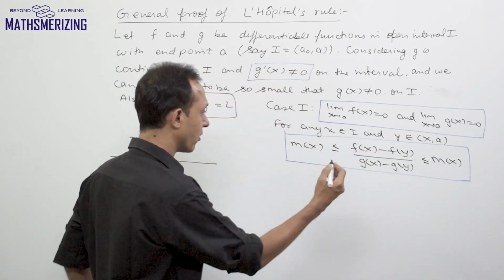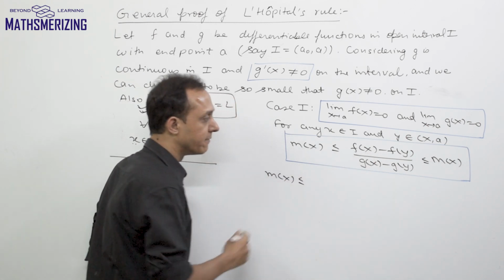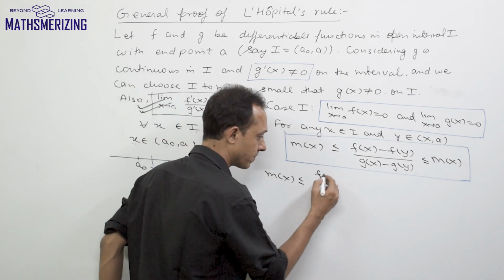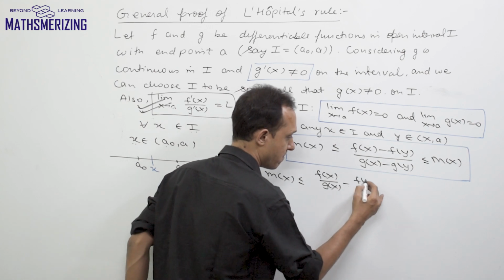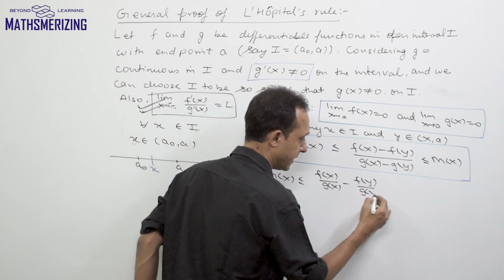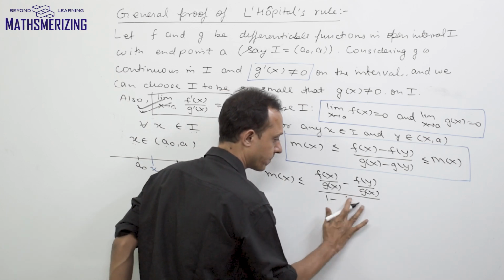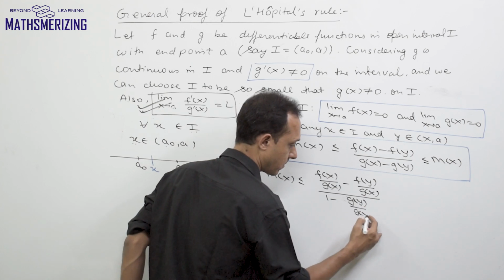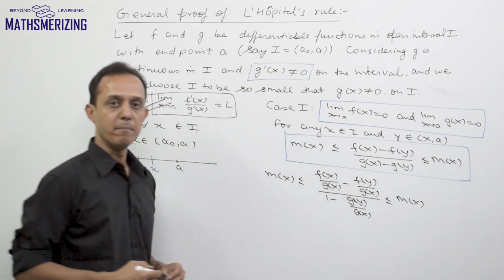So what I'll do is, I'll also write it as m(x), and here I'll divide the numerator and denominator with g(x). So I'll write it as f(x) upon g(x) minus f(y) upon g(x), upon 1 minus g(y) upon g(x), and it is less than capital M(x).